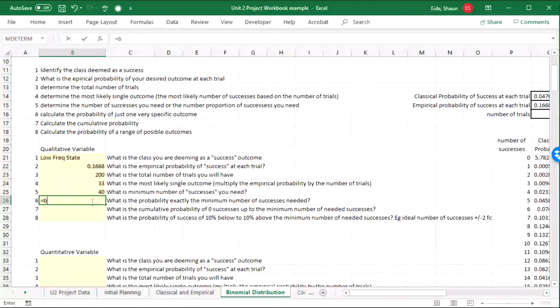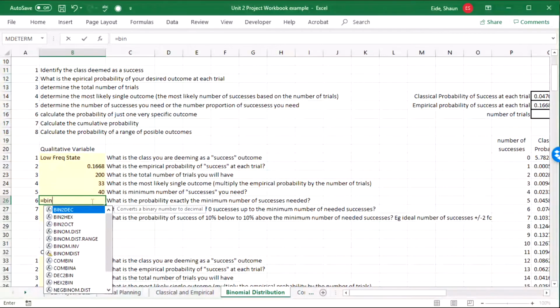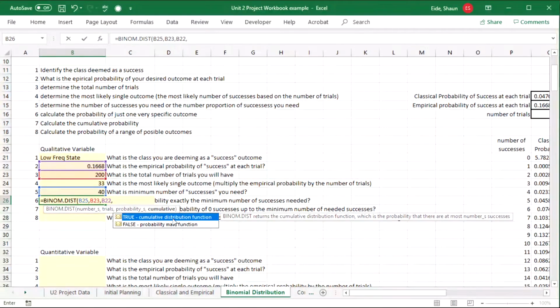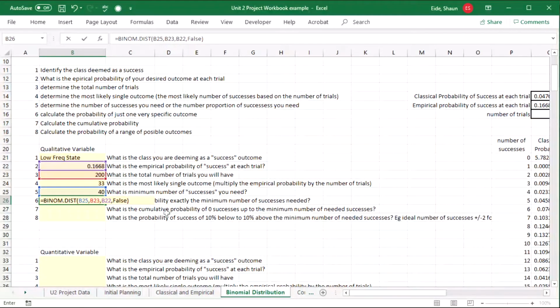So I'm going to do equals a binomial distribution, and the number of successes is 40. The number of trials is 200. The probability of success at each trial is 0.16668. And whether or not it's cumulative, in other words, do I want 40 or less, or do I want just 40? In this case, I want just 40, so I'm going to put false. And so the probability of me having just 40 is 0.033127. Okay? So that is the binomial probability distribution.